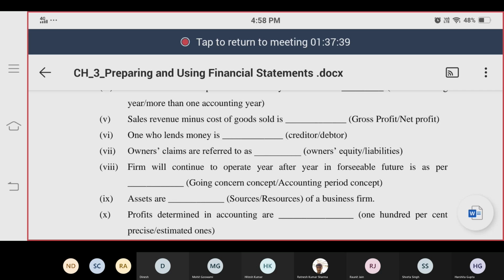Debtor is the customer to whom we have given the product and he owes us money, right? We will collect from him, right? Yes, ma'am. Yes, ma'am.